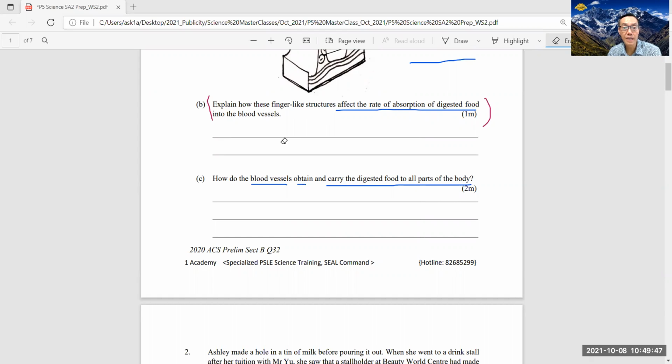So I'm at this question: how do the blood vessels obtain? I give you a hint. You must mention the heart, because the heart pumps the blood throughout the whole body, because this one includes all parts of the body. I give you 30 seconds to think through, and then I will share the answer. How do the blood vessels obtain? You must talk about two things: obtain and carry the digested food.